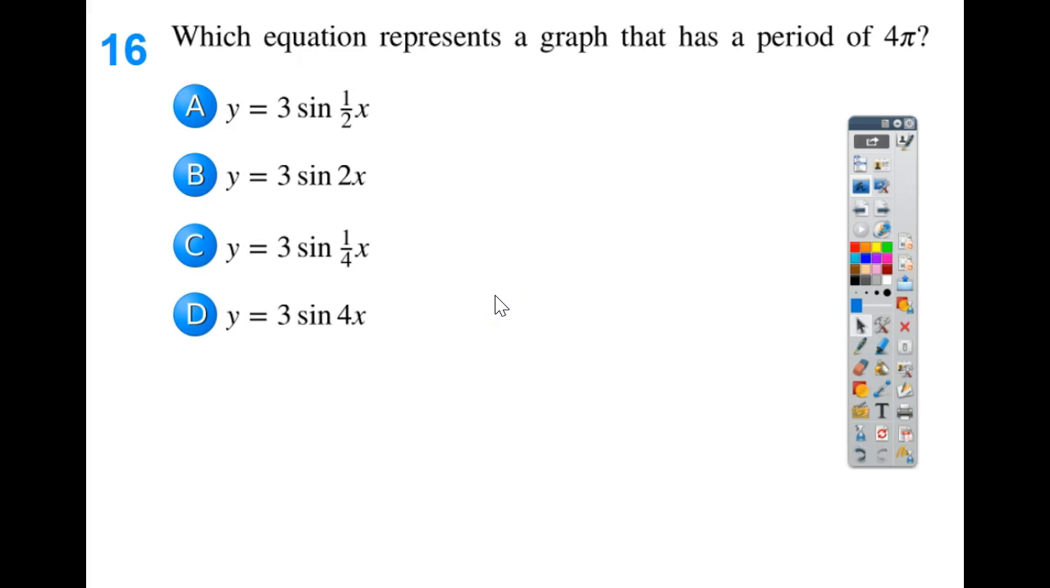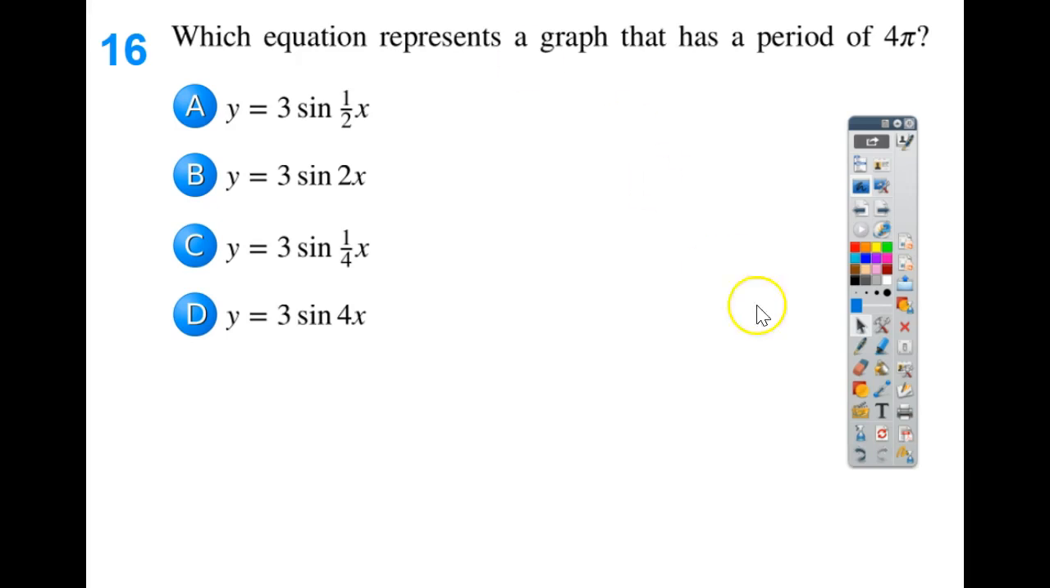Which equation represents a graph that has a period of 4 pi? It's A, because you multiply 1 half times 2 pi to get it. It has to be A. What would the period be if it was C? 8 pi, right? Yeah.